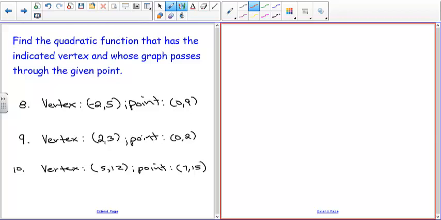And then the last one in this group, which is 10. We're going to start off with f of x equals a times x minus h squared plus k. Okay, so h is equal to negative 5, and k is equal to 12.